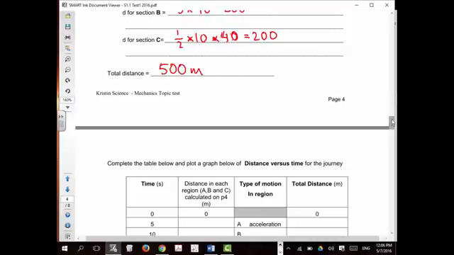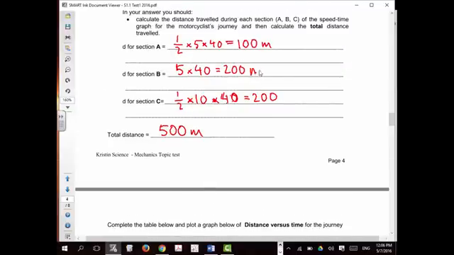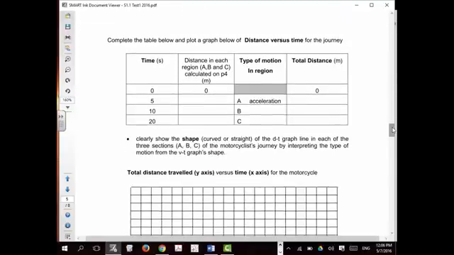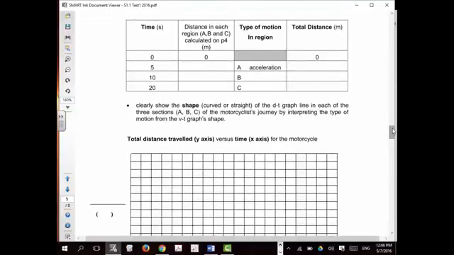We should really have units on all of these. Okay. So those are the distances. So let's copy those into this table. So for the first section we're going to have 100. That was 200, and that was 200. And for the distance time graph, we're going to want to plot the total distance covered. So for this one, it was 100. Then 100 plus 200 is 300. 300 plus another 200 is 500.